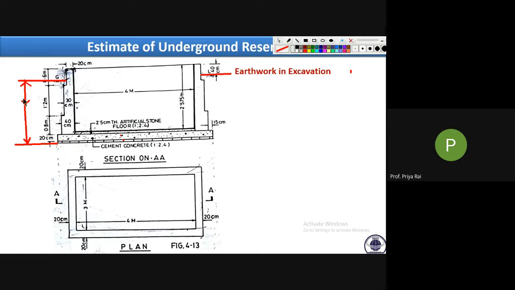Now tell me what should be the depth of excavation then. That is easy, from here you can easily calculate. Tell me what should be the depth of excavation. Can you see the diagram? Is it visible or not? 2.6 meter. Wait. No ma'am, 2.8 meter.